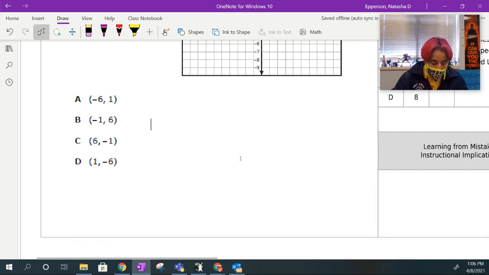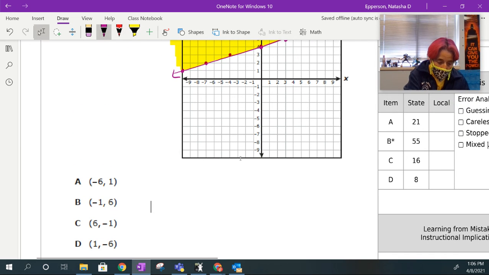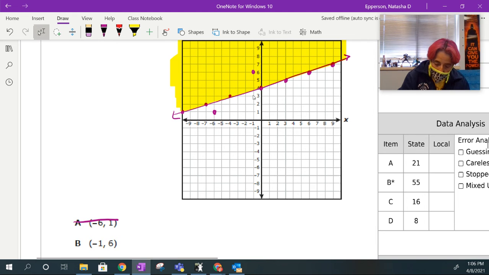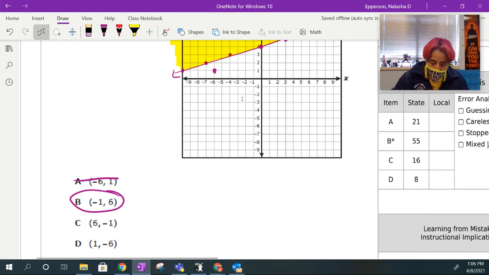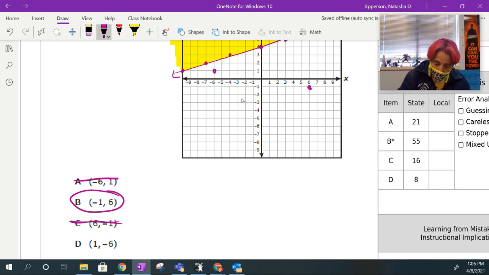So now let's look at these questions. So we've got -6, 1. That's here. So that's out. We've got -1, +6. That's right there. That is clearly in our shaded region. 6, -1. That's over here. Again, that's clearly not in our shaded region. And then 1, -6. Again, that's clearly not in our shaded region.